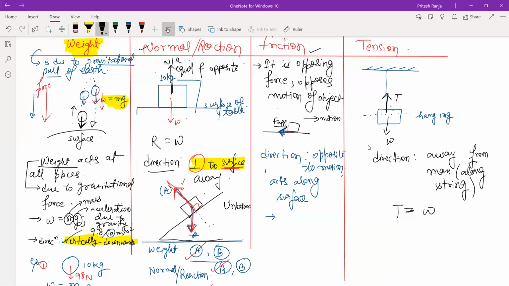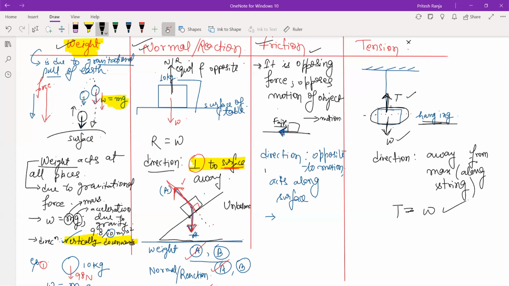T is always opposite. This object is balanced, so when is it balanced? When T acts opposite to the direction of weight. We can say T is equal to W. It should always be equal. The direction of weight is fixed, so what should tension be? It should be opposite, only then will they be equal, only then will it stay hanging, else it will move. So tension will only act if the object is attached to a string or a wire.